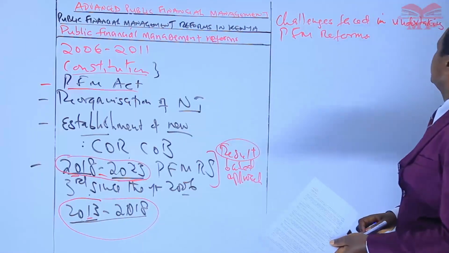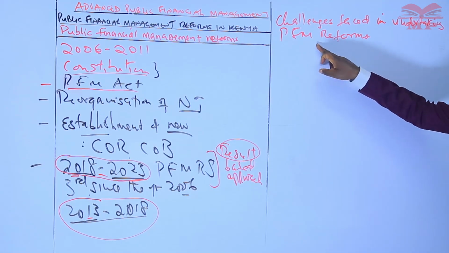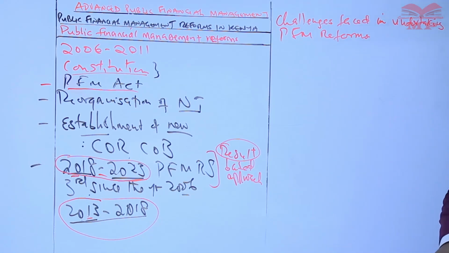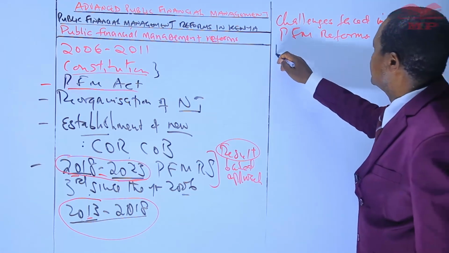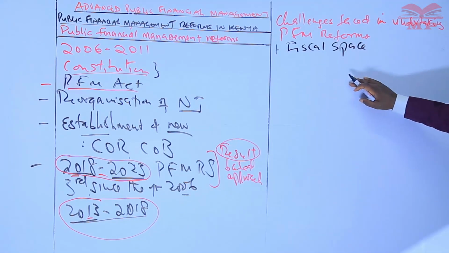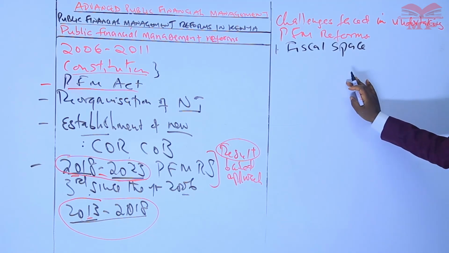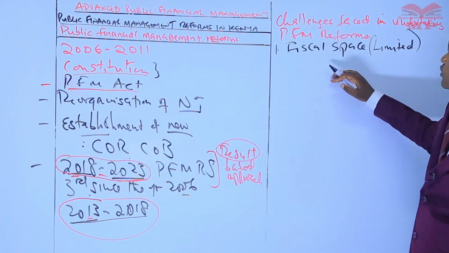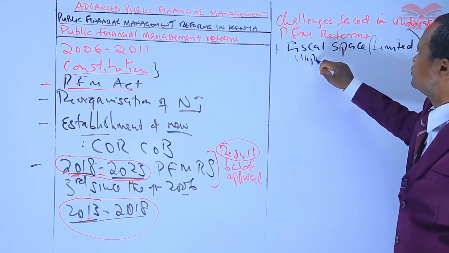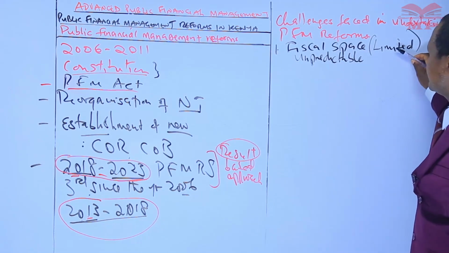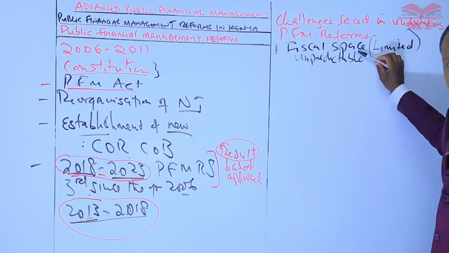Challenges faced by the government in undertaking the public finance management reforms. Now, candidates, these challenges were identified by the stakeholders in the development of the strategy. The first challenge is in relation to the fiscal space. The fiscal space available for national and county policy commitment is limited, and it's not just limited, but also unpredictable. So this challenge can be described in short as limited and unpredictable fiscal space.